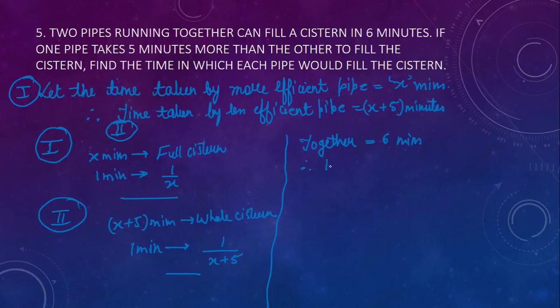Therefore, in 1 minute, how much are they able to fill up? Only 1 by 6 of it. Together in 6 minutes, they are able to fill up the whole cistern. So in 1 minute, they will be able to fill up only 1 by 6 of the whole cistern. Now, formulate your equation as per the given data.